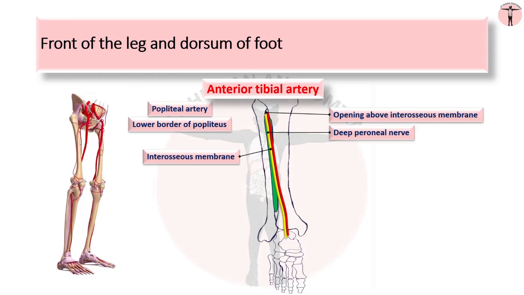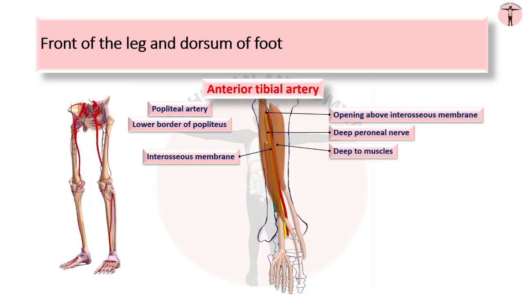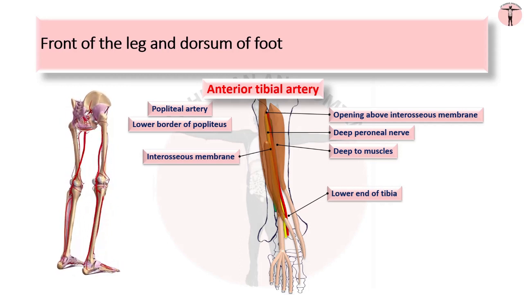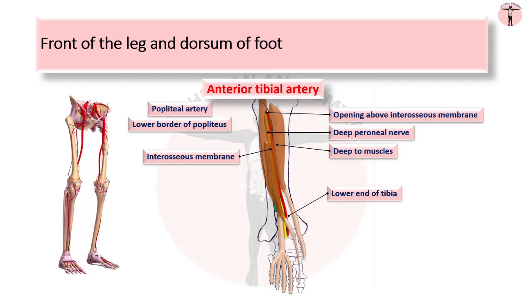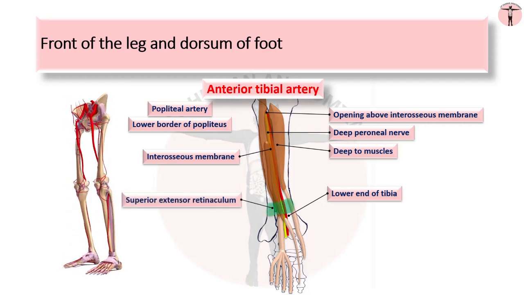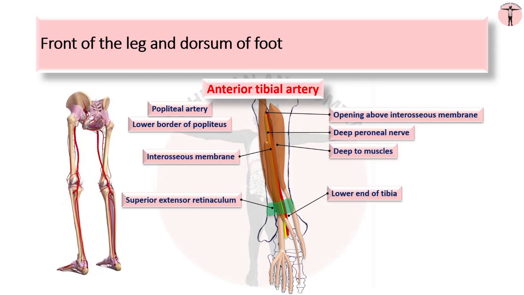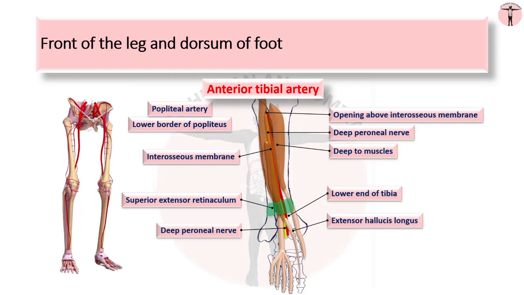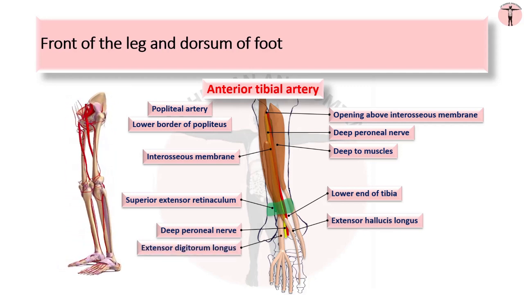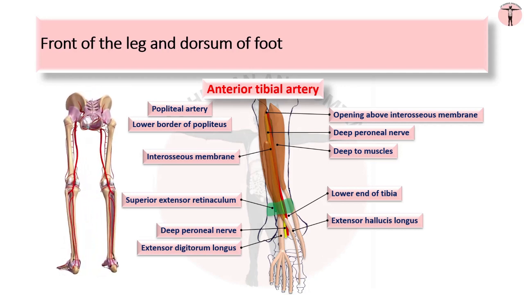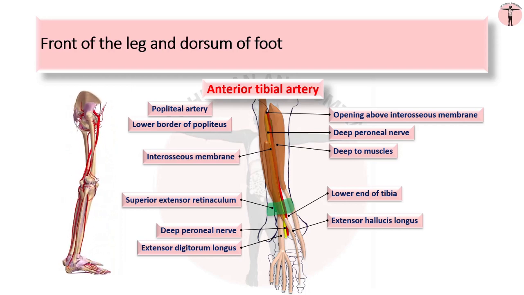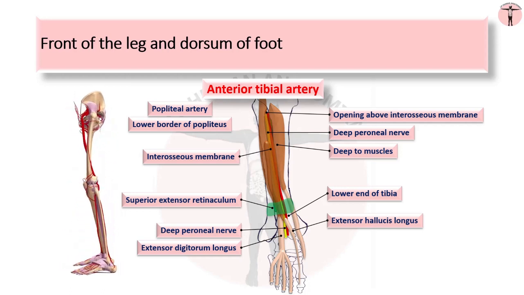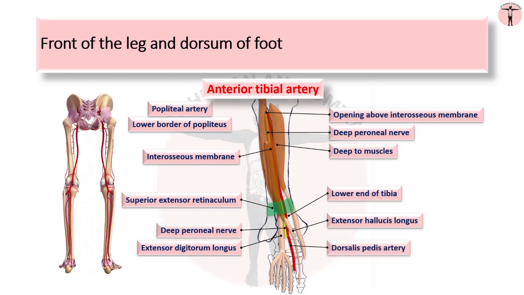In the upper part of its course, it lies deep beneath the muscles of the compartment. In the lower part of its course, it lies superficial in front of the lower end of the tibia. In the distal leg, it passes behind the superior extensor retinaculum, lying between the tendons of extensor hallucis longus on its medial side and the deep peroneal nerve and the tendons of extensor digitorum longus on its lateral side. Here, the pulsations can easily be felt in the living. It leaves the leg by passing anterior to the distal end of the tibia and ankle joint and continues on to the dorsal aspect of the foot as the dorsalis pedis artery.